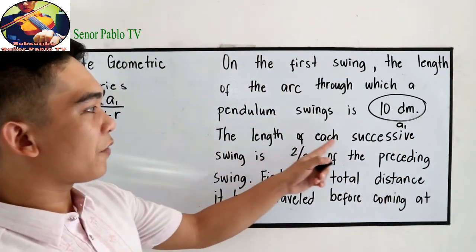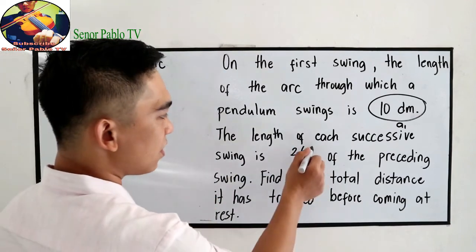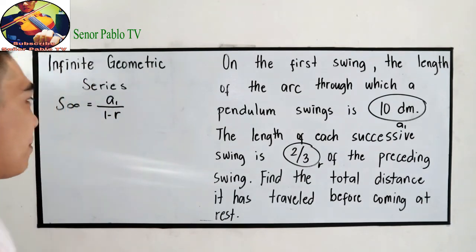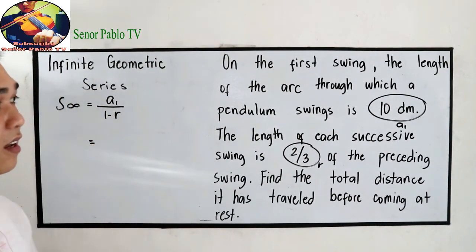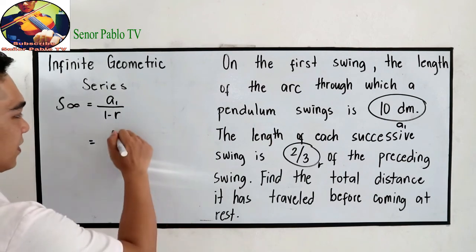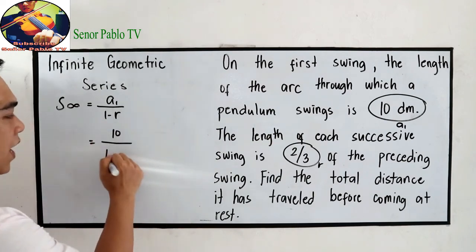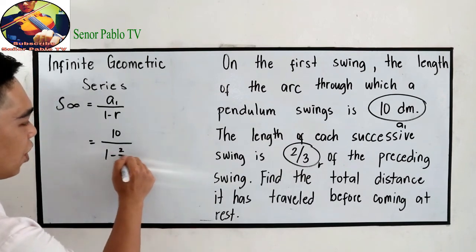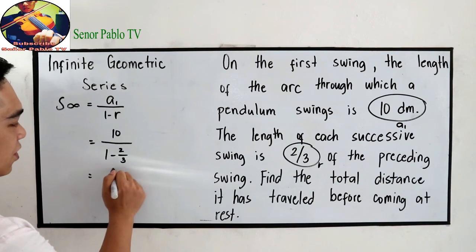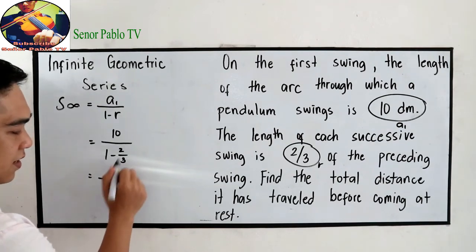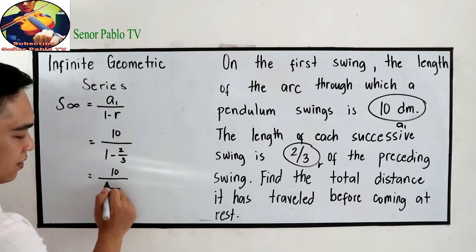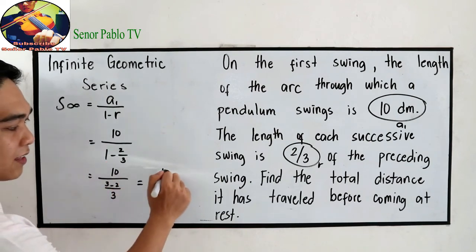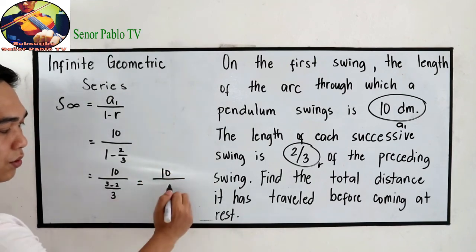And the length of each successive swing is 2/3. So, ito yung magiging R natin. So, gamitin natin sa formula. S infinity, A1 is 10 over 1 minus R natin is 2/3. 2 over 3. So, 10 over 3. 3 times 1. 3 minus copy 2. So, then, over 3 minus 2, that is 1/3.